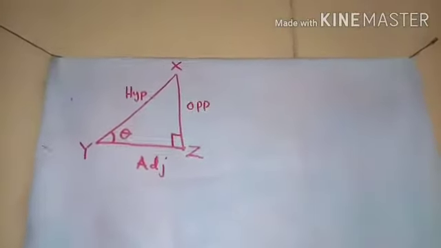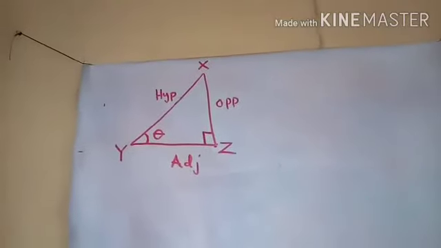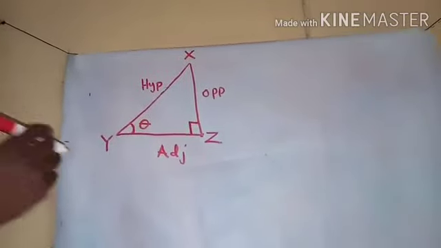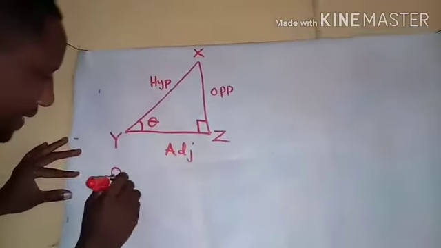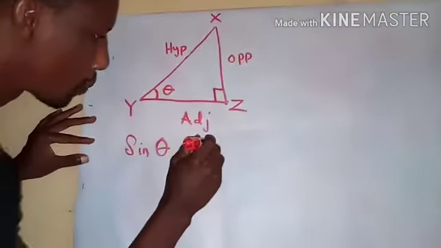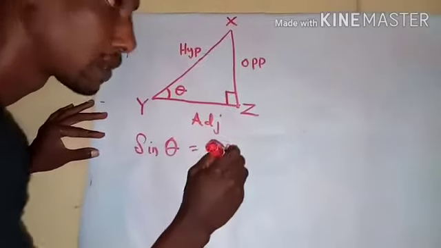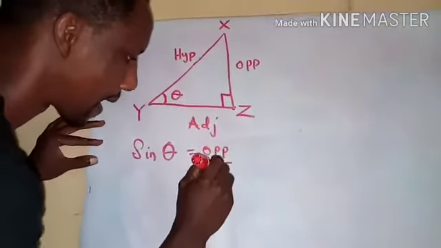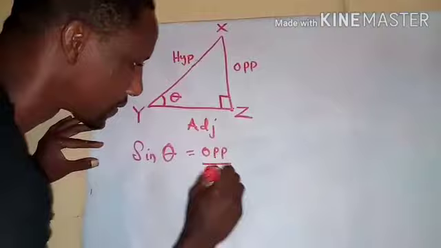Then we know that sine equals opposite over hypotenuse. So sine theta equals opposite over hypotenuse.